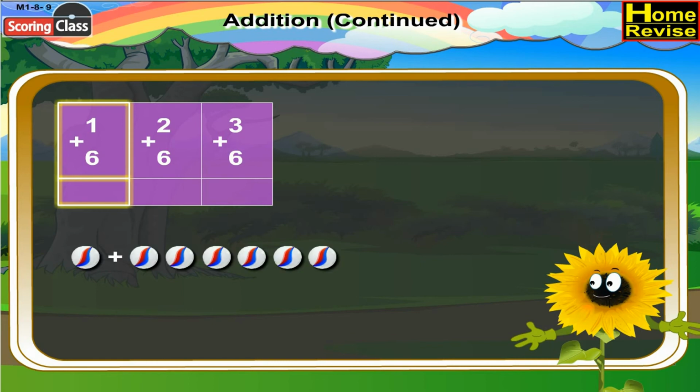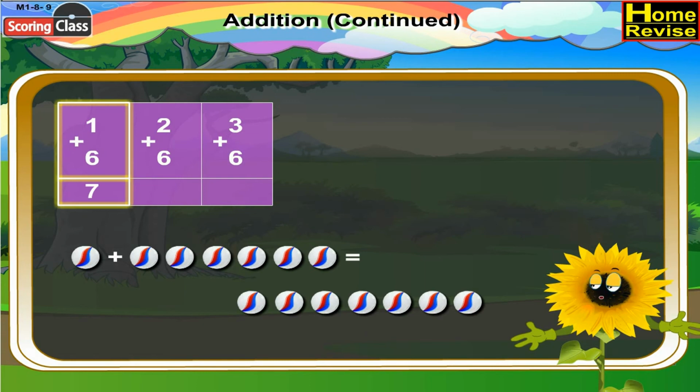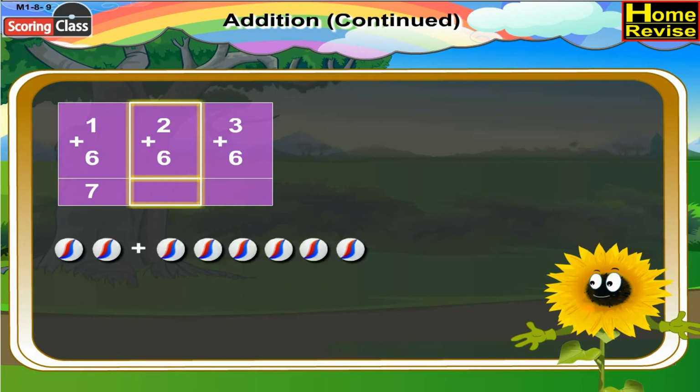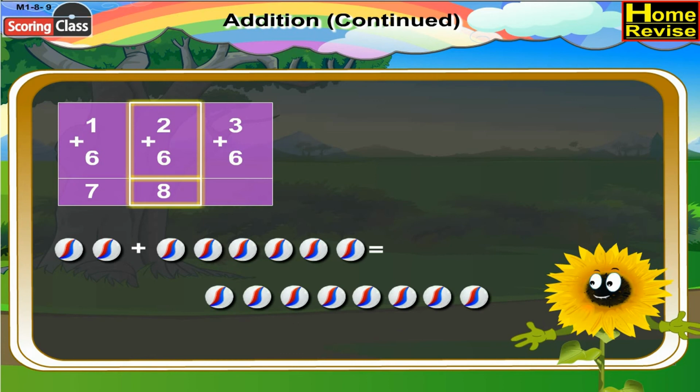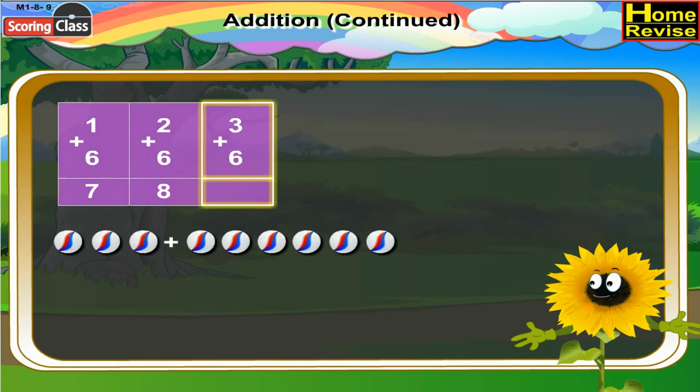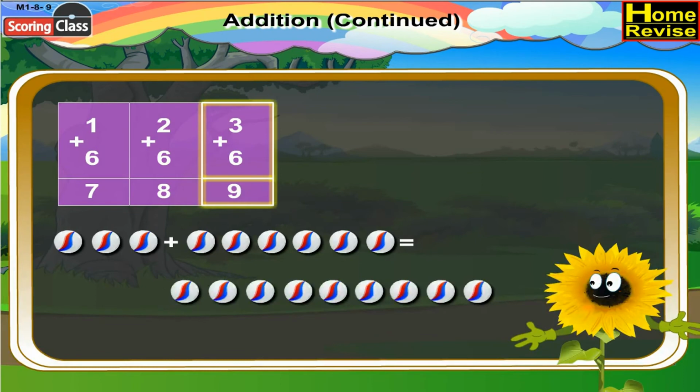If you have 1 marble and 6 more marbles are added to it, that would be 1 plus 6, 7 marbles. If you have 2 marbles and 6 more marbles are added to it, that would be 2 plus 6, 8 marbles. If you have 3 marbles and 6 more marbles are added to it, that would be 3 plus 6, 9 marbles.